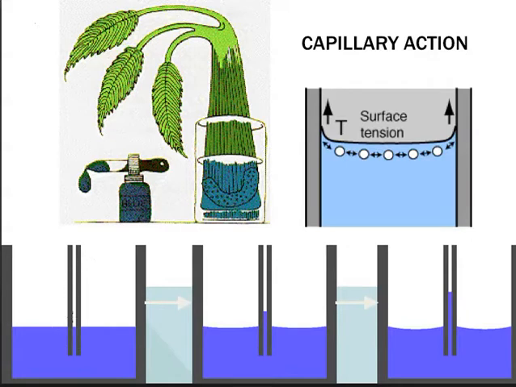If you put a straw in water, or a glass straw, the water will start to climb up, and then it actually exceeds the height of the water in the beaker. And this again is from the surface tension, and we have the cohesion of the water molecules together and the adhesion of the water to the glass rising.